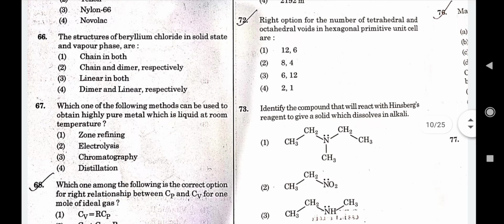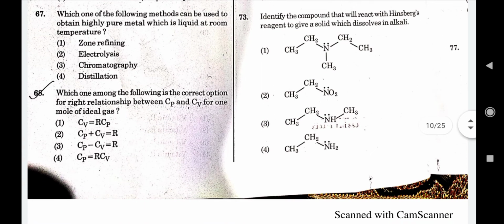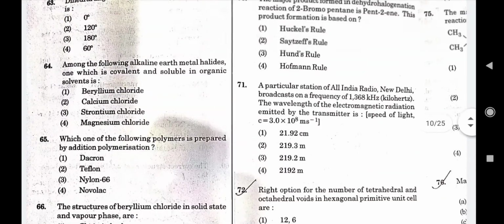Now coming to question number 67. Which one of the following methods can be used to obtain highly pure metal which is liquid at room temperature? इसका जो correct option है that is distillation, option number 4. Which one among the following is the correct option for right relationship between Cp and Cv for 1 mole of ideal gas? इसका जो correct option है that is option 3, Cp minus Cv equivalent to R.